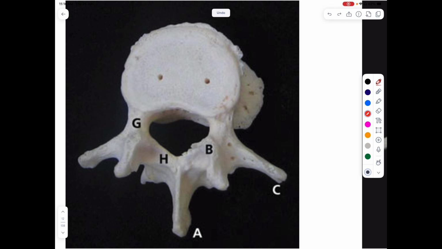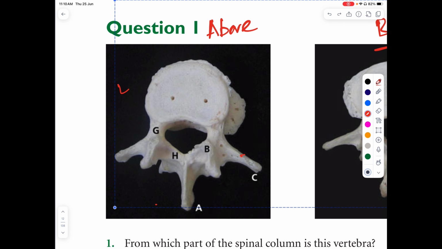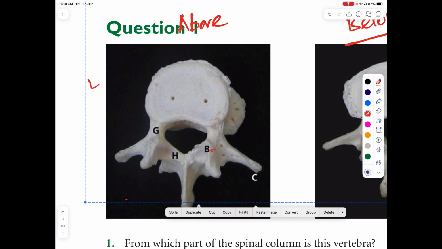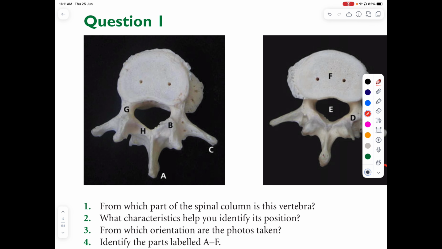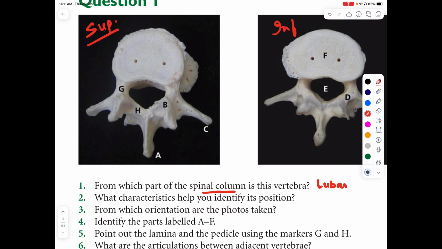So depending upon the body, you see this is on the left side. You see this is from the superior view. This is inferior view. So which part is it? Lumbar. Why is it lumbar? So this is kidney shaped. One thing, vertebral canal is comparatively small, and transverse process is very large, and spinous process is large, and pedicles are also long. So this is pedicle and this is lamina.